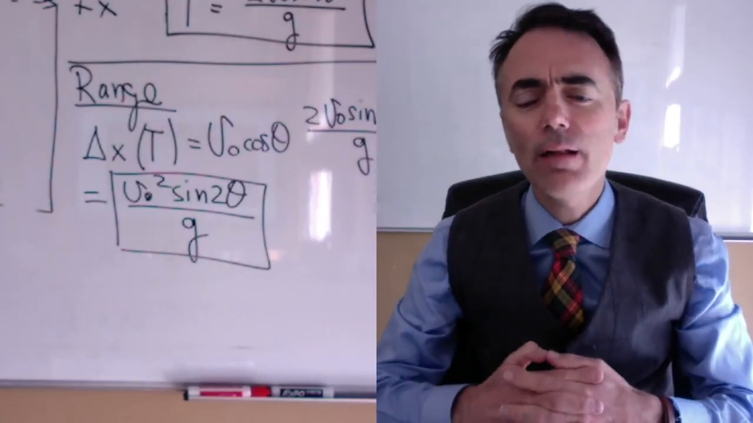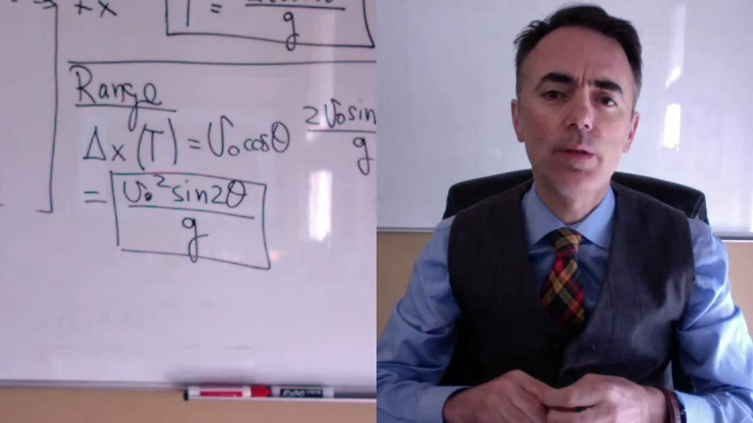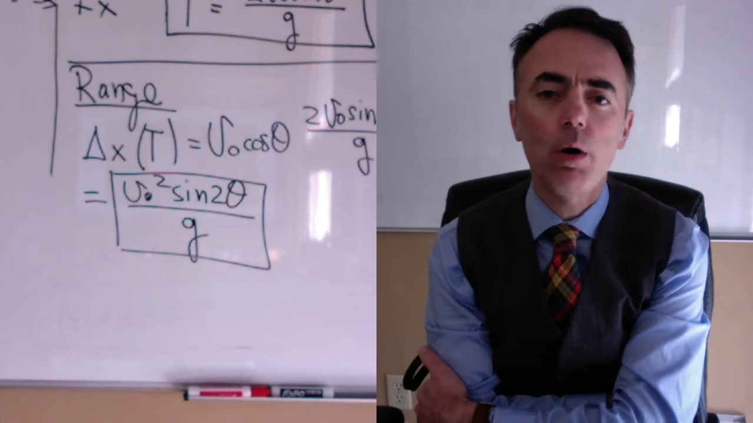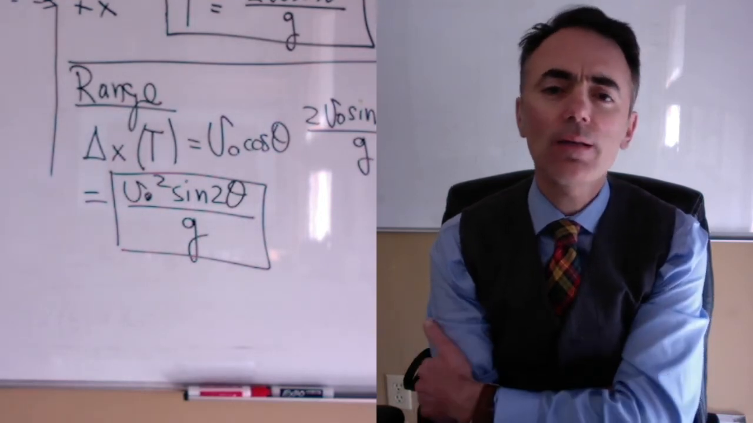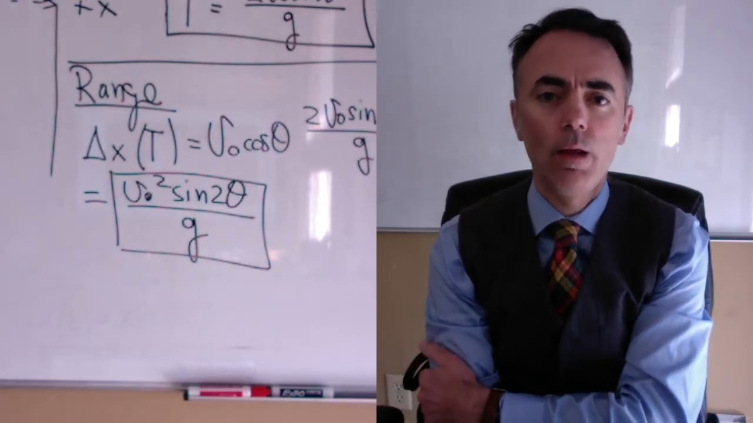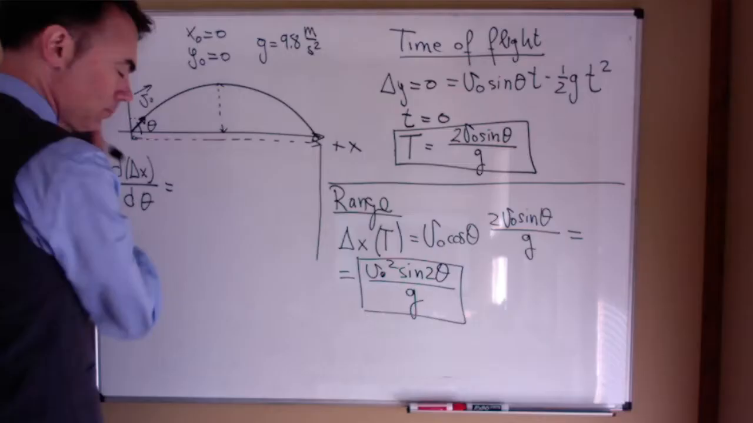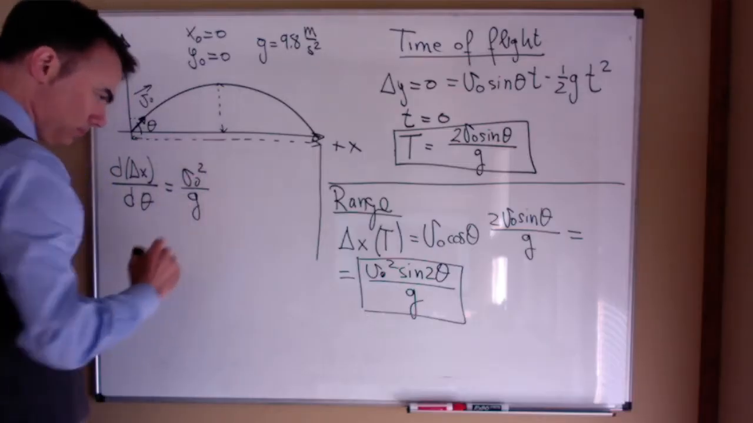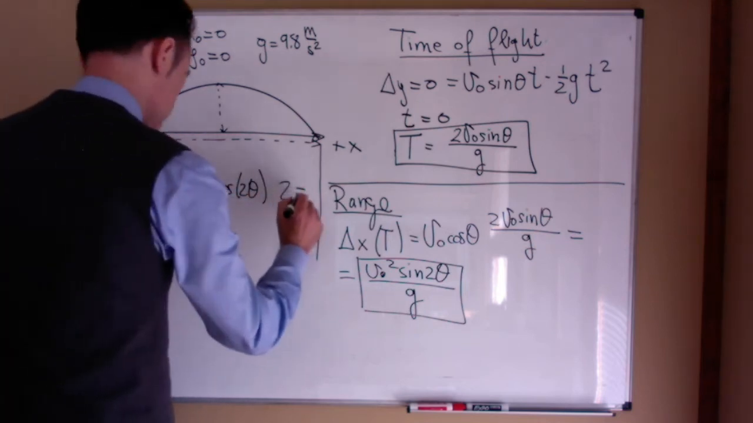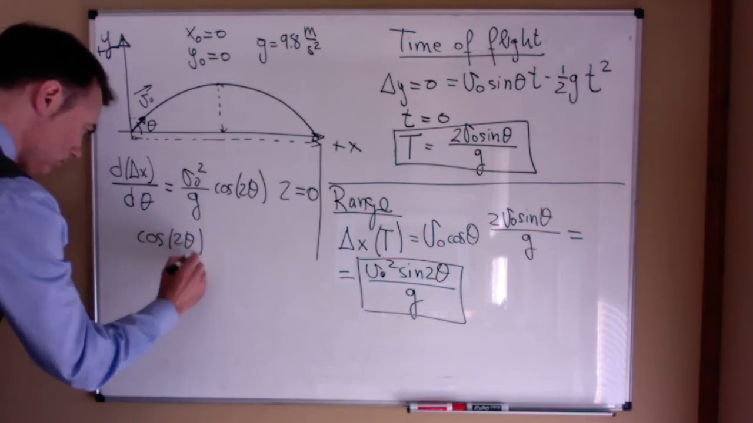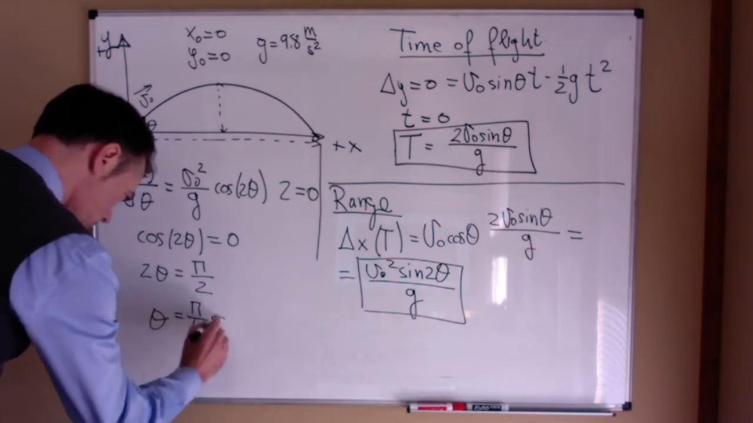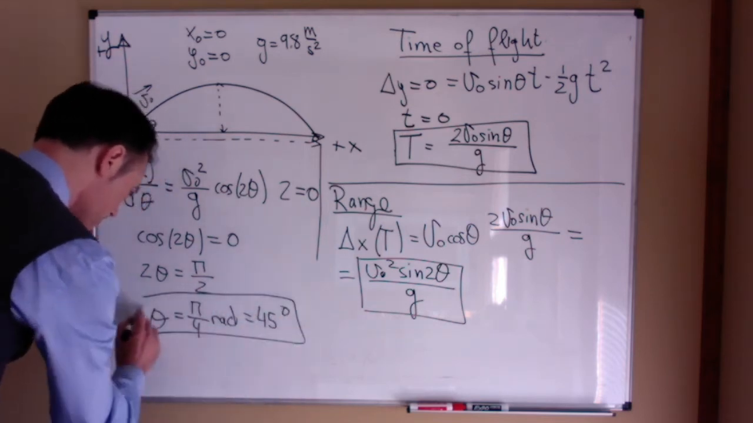We can find the angle that maximizes this distance. What is the angle at which we need to launch the object if we want to reach as far as possible? To maximize a function, we derive and set the derivative equal to 0. Because we want to maximize with respect to the angle, I will derive with respect to theta. This gives us that the angle is pi over 4, so 45 degrees.